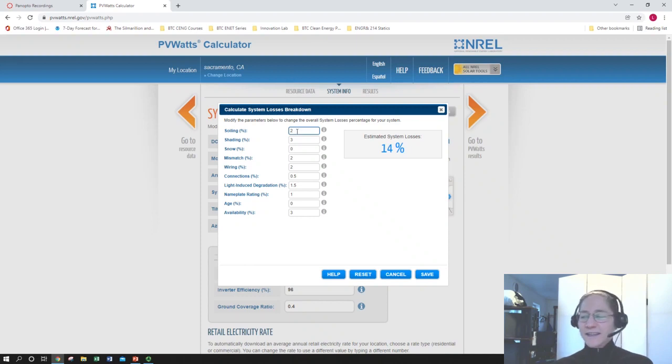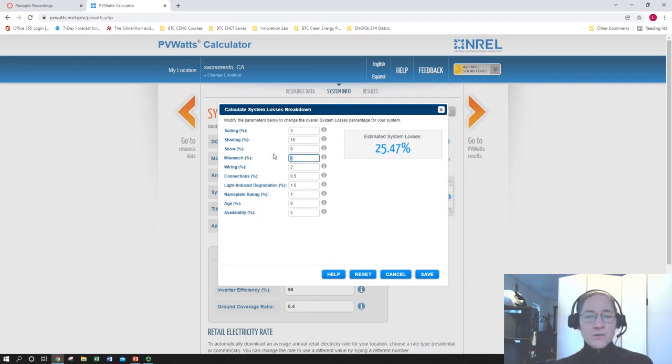So soiling, this is how much dust tends to collect. So we're going to bump that up from 2 to 3%. Sacramento might be a little dustier area. We're going to assume 15% loss for shading. These are efficiency reductions. So if these were 0, that would be good. So these are reductions from peak efficiency. At Sacramento, there's no snow. We're not going to assume any snow.